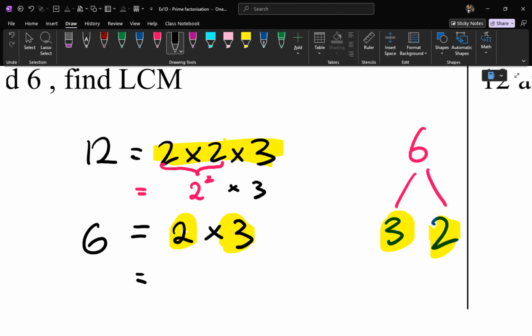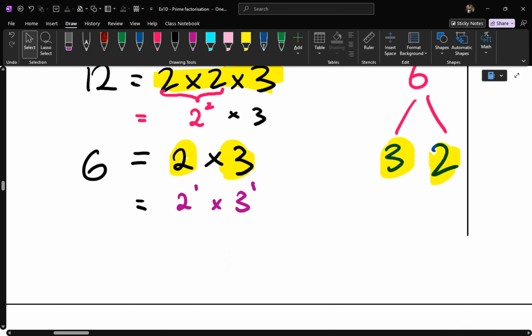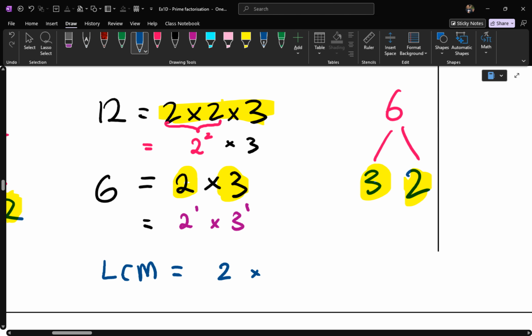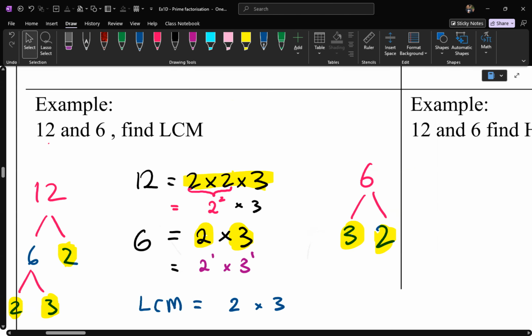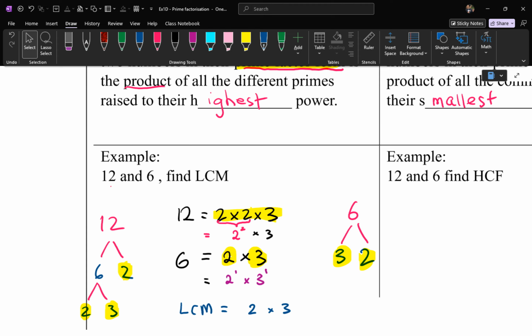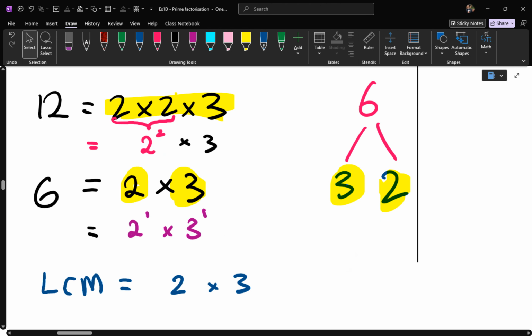Versus over here, this 2, what power is this 2 currently? What power is on top? Even though I don't write it, what number should be at the front here? What's the power? 1. So this is actually saying I've got 2 to the power of 1 times 3 to the power of 1. So if you want to find your LCM, this is what they're saying. LCMs, your lowest common multiple, is multiplying the different prime factors. So we've got 2 and we've got a 3. And you only multiply by the highest power. So what's the highest power for the 2s at the moment? What's the highest power you can see for the 2s?